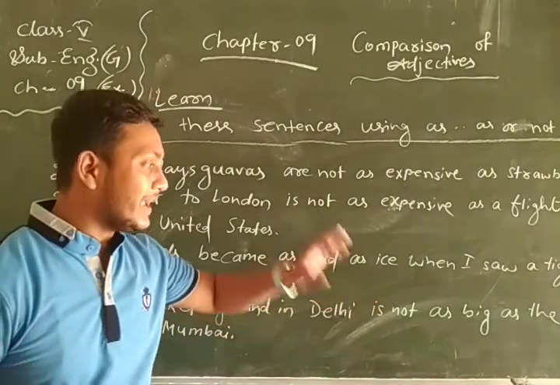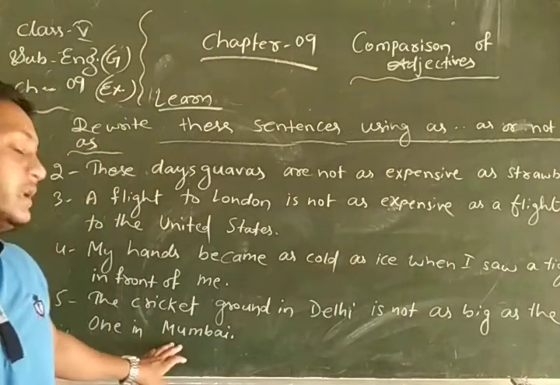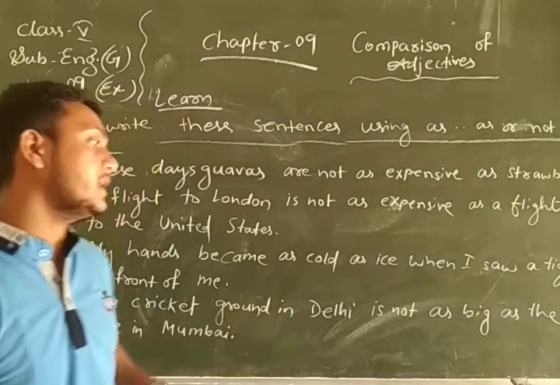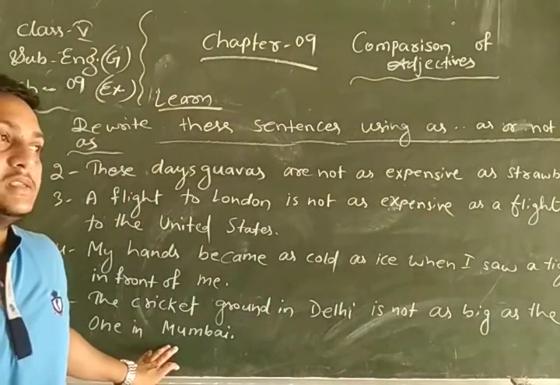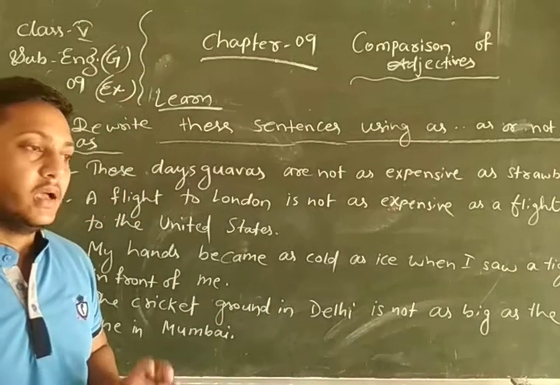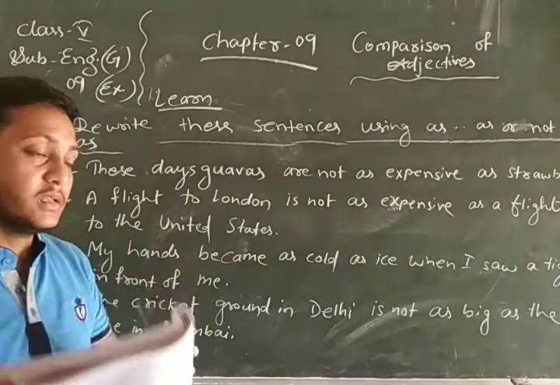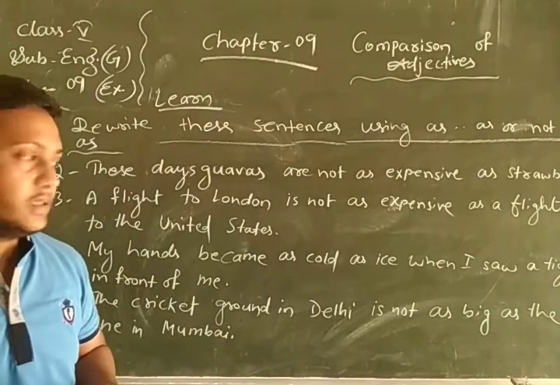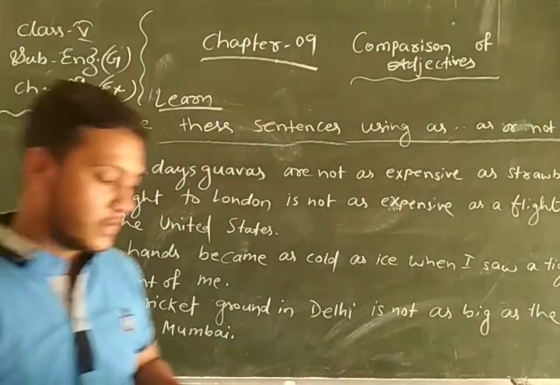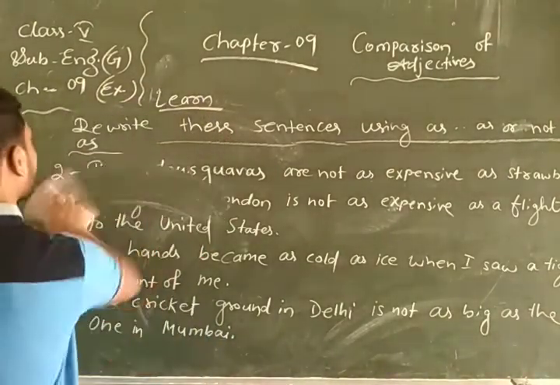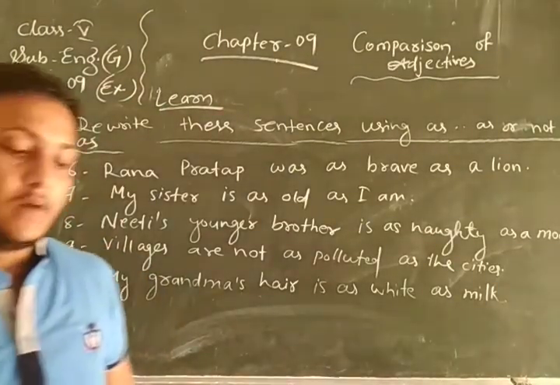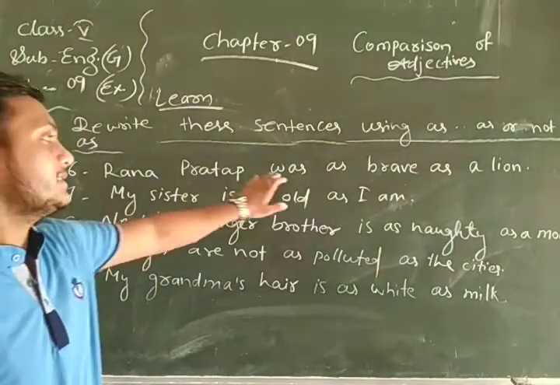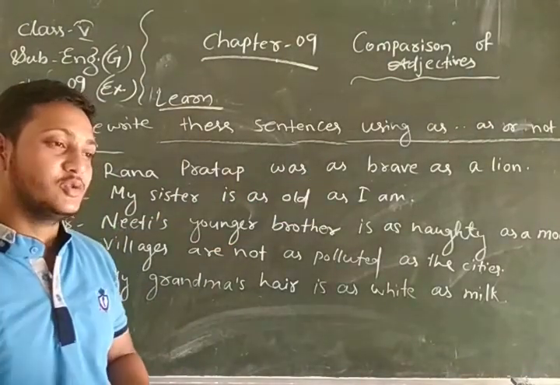The cricket ground in Delhi is not as big as the one in Mumbai. Okay, the cricket ground in Delhi is not as big as the one in Mumbai. It means the ground in Mumbai is bigger than the ground in Delhi. Rana Pratap was a brave lion. Okay, Rana Pratap was as brave as a lion. So here it shows the comparison.